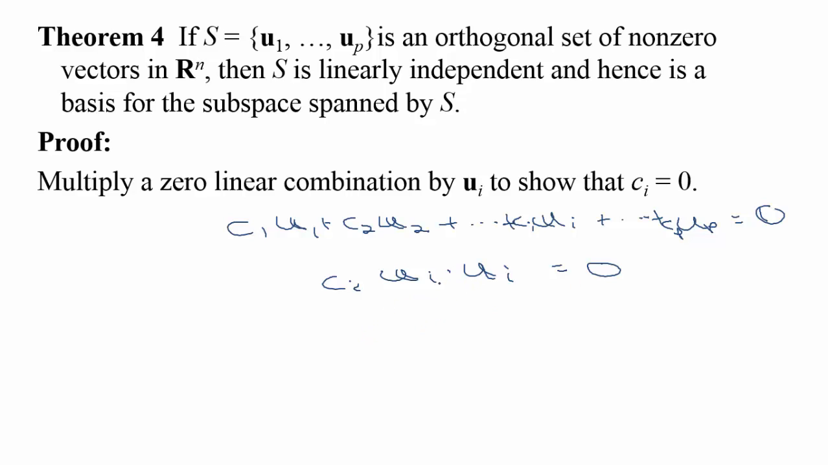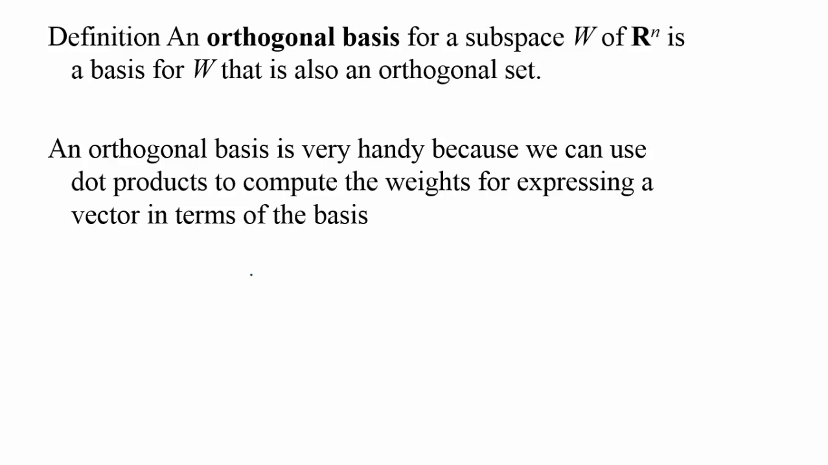This is the only one that's not 0, because a non-zero vector can't be perpendicular to itself. So this would just be equal to the magnitude of ui squared, and since ui is not the zero vector, I know that that's not 0, so I can divide both sides by the magnitude of ui squared and just get that ci is 0. So you could do that p times and show that c1 and c2 and so on up through cp would all be 0. That means that there's no non-trivial linear combination that creates the zero vector, and therefore this set is independent.